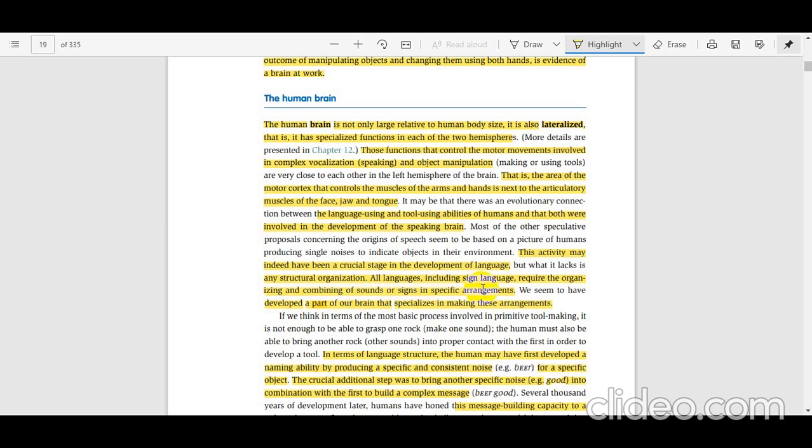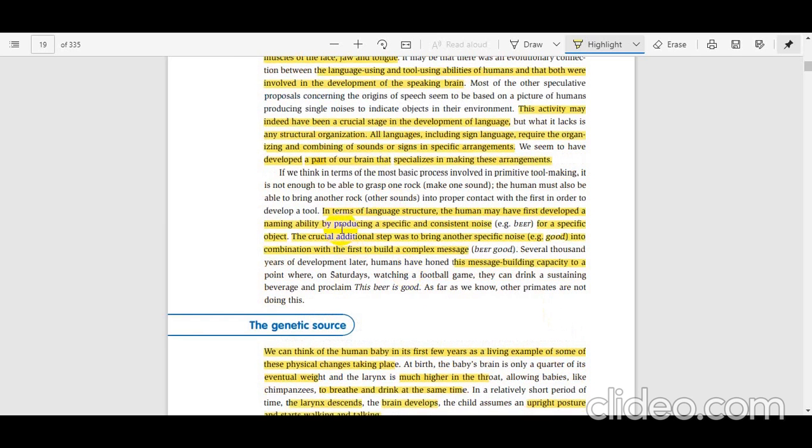We seem to have developed a part of our brain. Now, because we are able as humans to develop our brain, it means that we are able to develop our own speech. A part of our brain that specializes in making these arrangements. This is not from scratch. The development of speech has not come from scratch, لم يأتي من فراغ, but by the development of the brain as well.